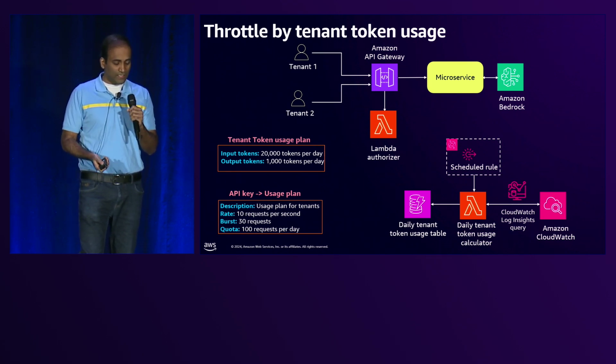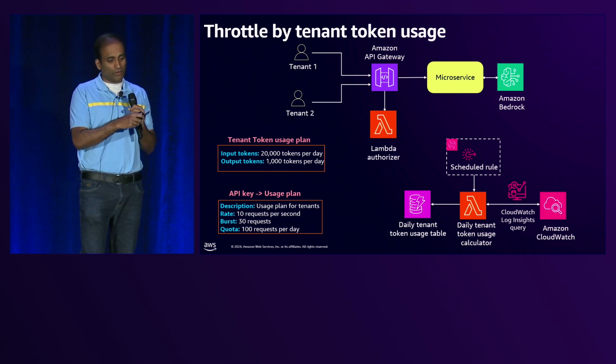And once you have that, when the request comes to the API gateway, the Lambda authorizer would invoke, and the Lambda authorizer, using the tenant context or the tenant ID, can reach out to the control plane.